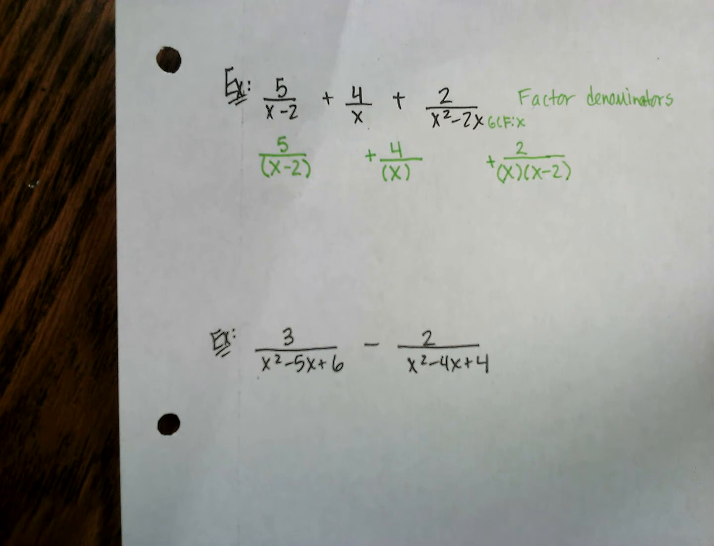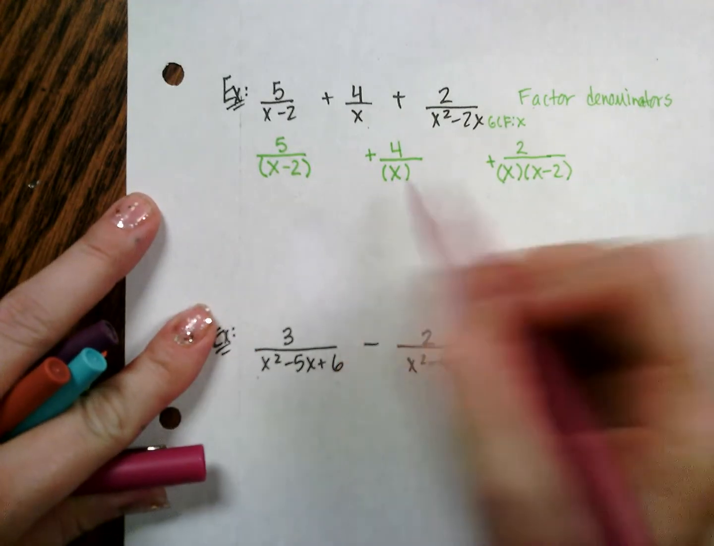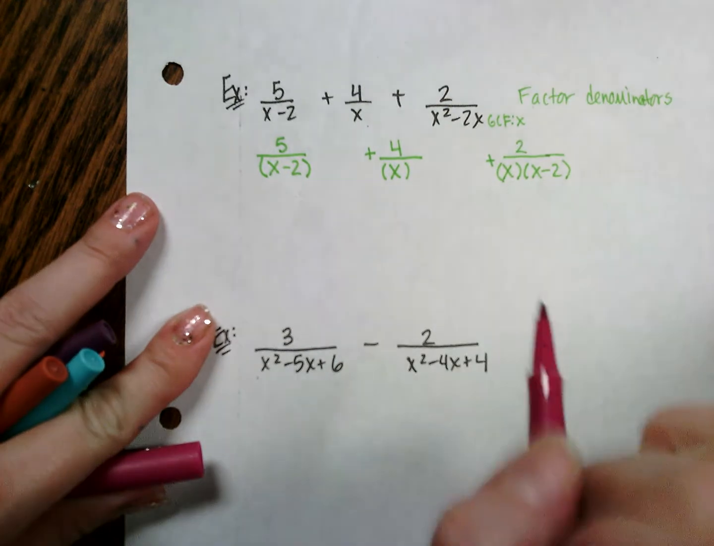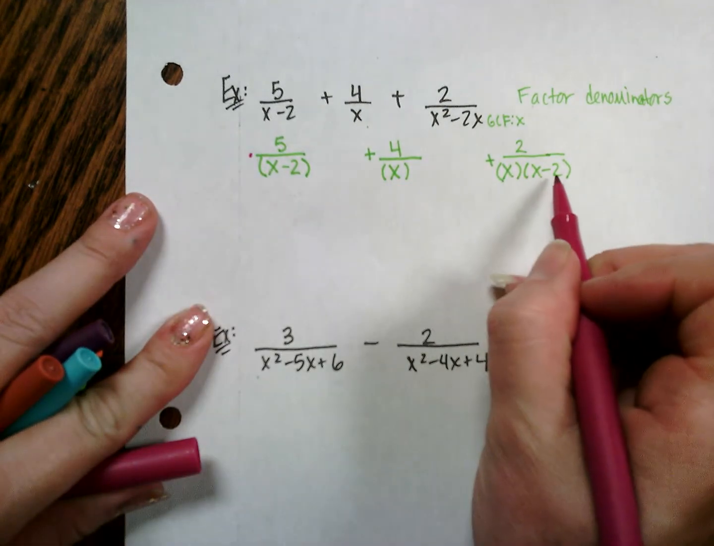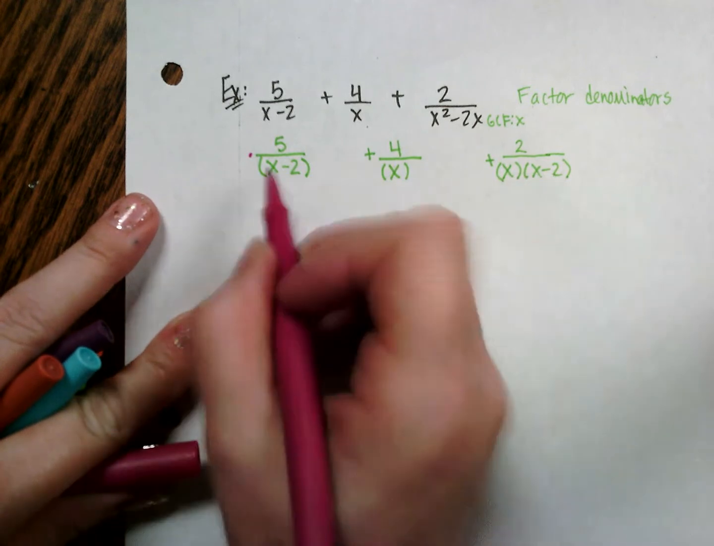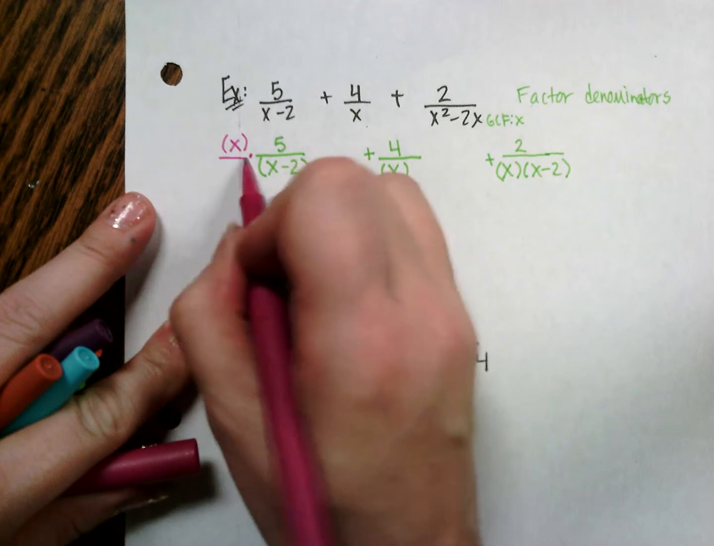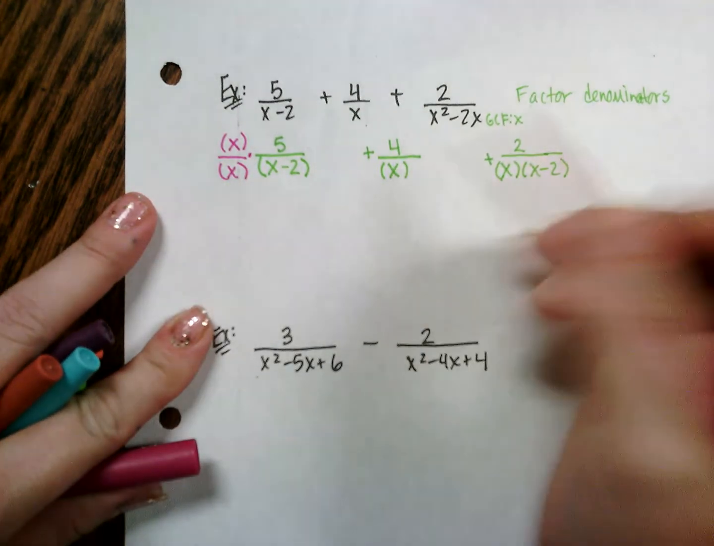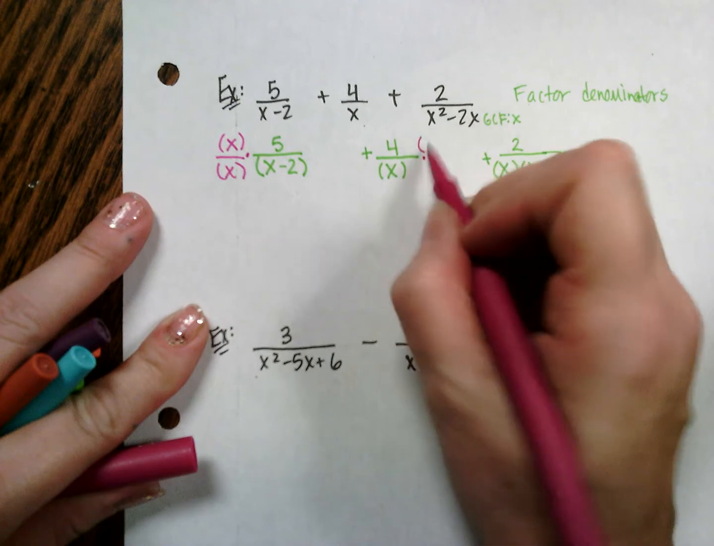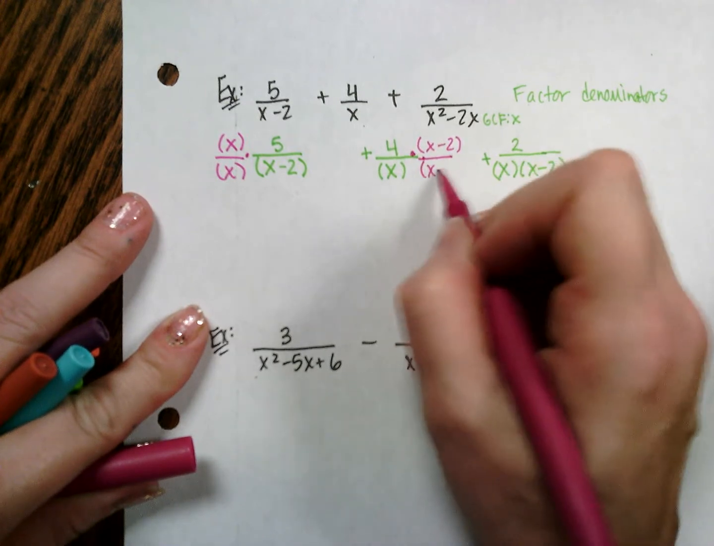So this first one has an x minus 2. This one has an x. This one has an x and an x minus 2. So to make them match, they're all going to need an x times an x minus 2. Since this one already has an x minus 2, I'll just need a times x and a times x. And since this one has an x, I will need an x minus 2 and x minus 2.